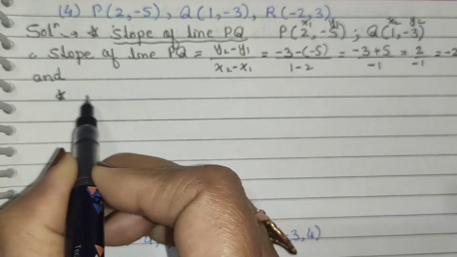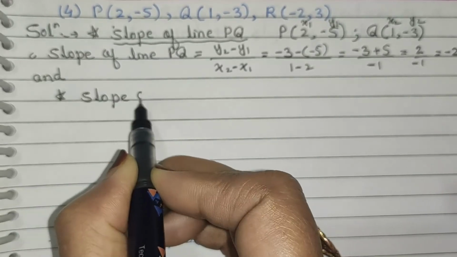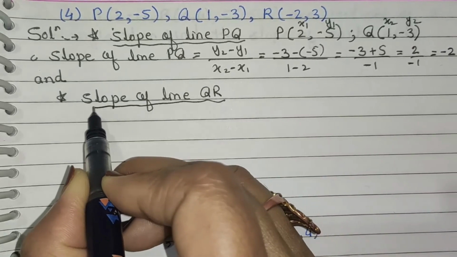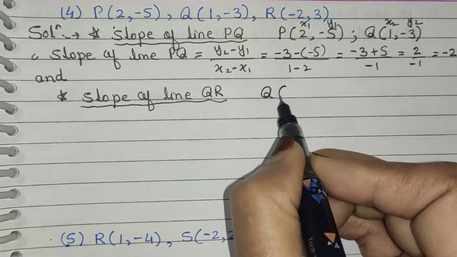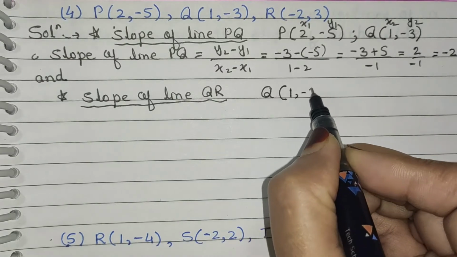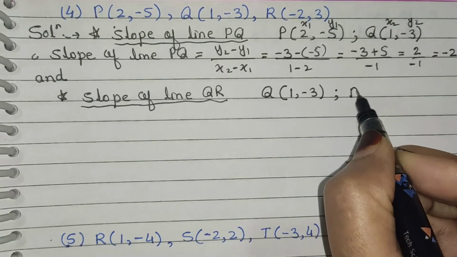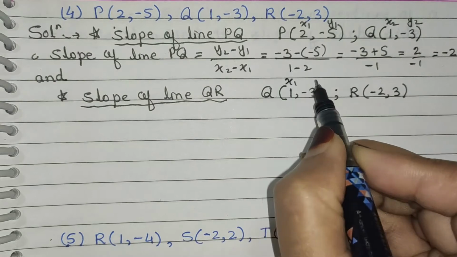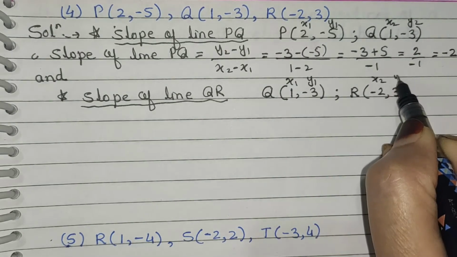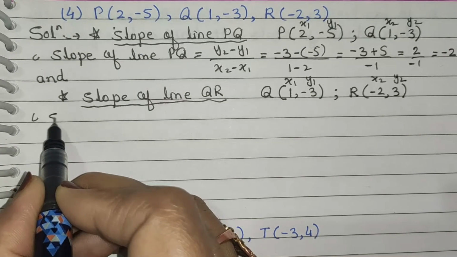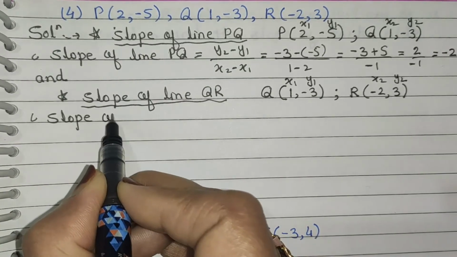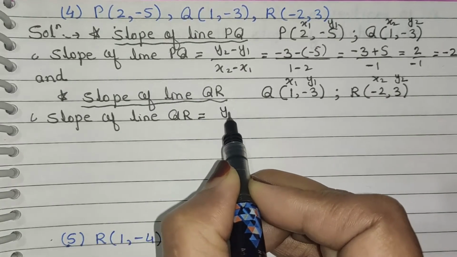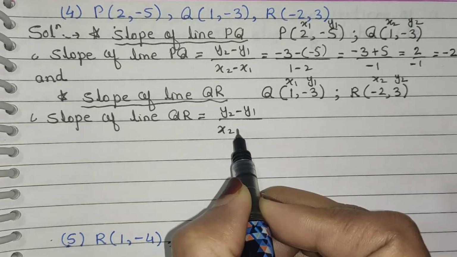And slope of line QR. Now for slope of line QR, write down the coordinates of point Q (1, minus 3) and the coordinates of point R (minus 2, 3). Let us consider the coordinates are x1, y1 and here x2, y2. Now by using formula, slope of line QR is equal to (y2 minus y1) upon (x2 minus x1).